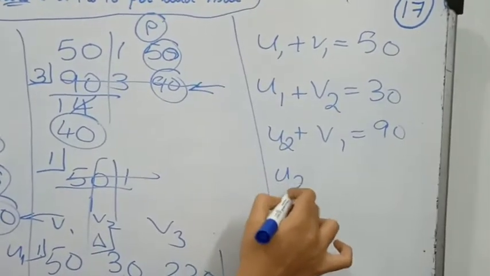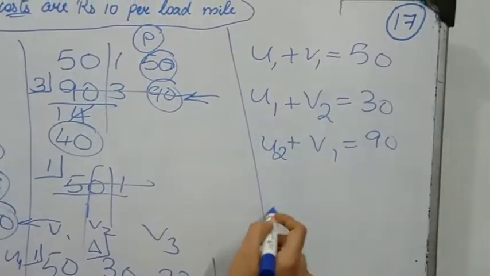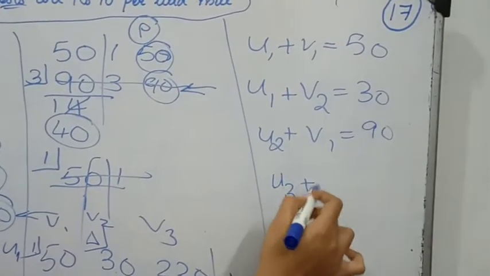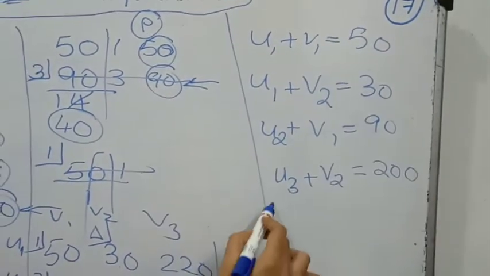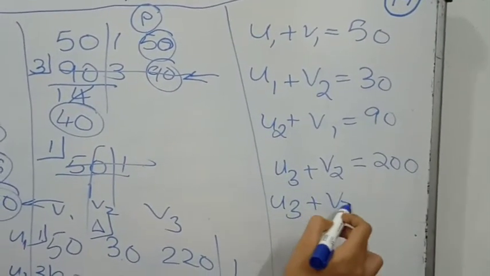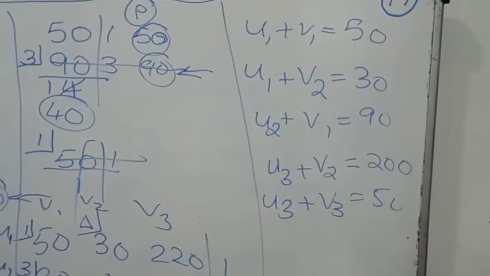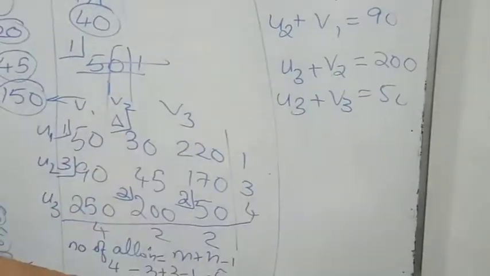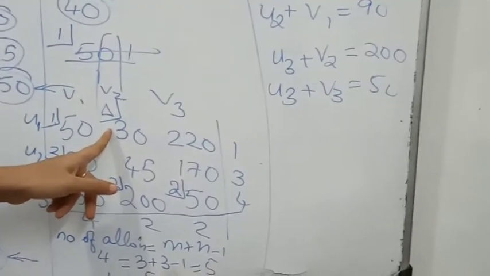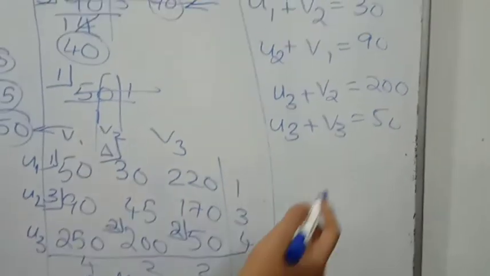Then u2, only one value in u2, right? അടുത്തത് u3 plus v2 is equal to 200. Then u3 plus v3 is equal to 50. There comes the 5 allocations. ആ 5 allocations നമ്മൾ ചെയ്തു അല്ലേ? 1, 2, 3, 4, 5. കണ്ടോ? 5 ആക്കാൻ വേണ്ടിയിട്ടാണ് ഞാൻ 1 ഡെൽറ്റ വാല്യൂ ഇൻ ദ സ്മോളസ്റ്റ് സെല്ലിൽ ഇട്ടത്. ഏറ്റവും ചെറുതിൽ കൊണ്ട് ഇട്ടു. പക്ഷെ ഉറപ്പില്ല ശരിയാണോ അല്ലയോ എന്നുള്ളത്.